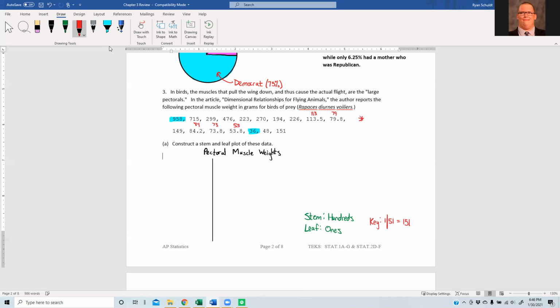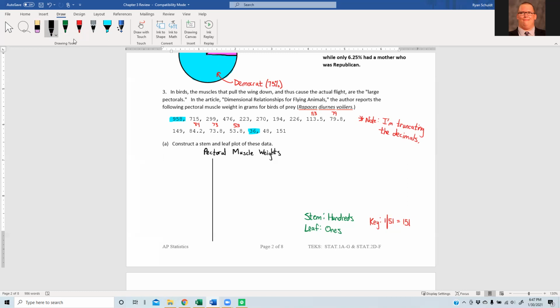So let me make a little note here. Note, I'm truncating the decimal. I'm not rounding, I'm truncating. I am chopping it off. Okay, now we can proceed.